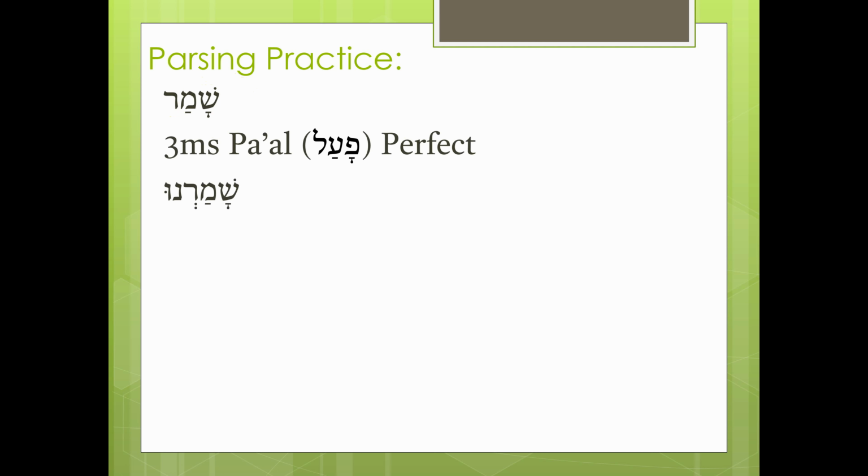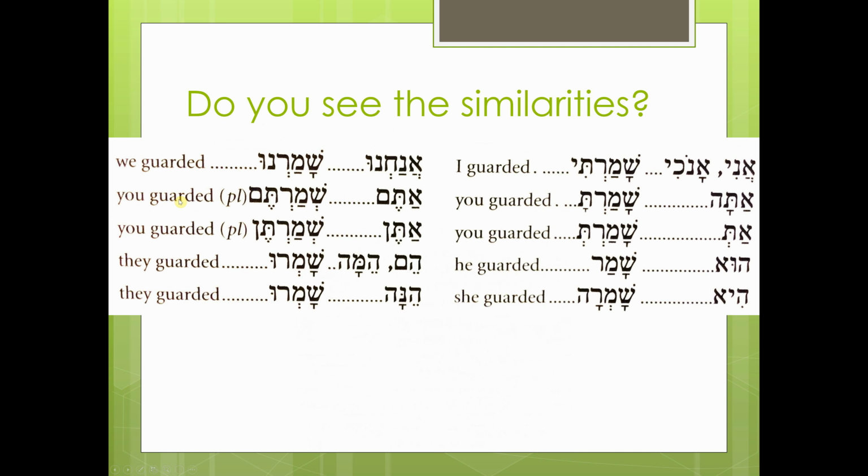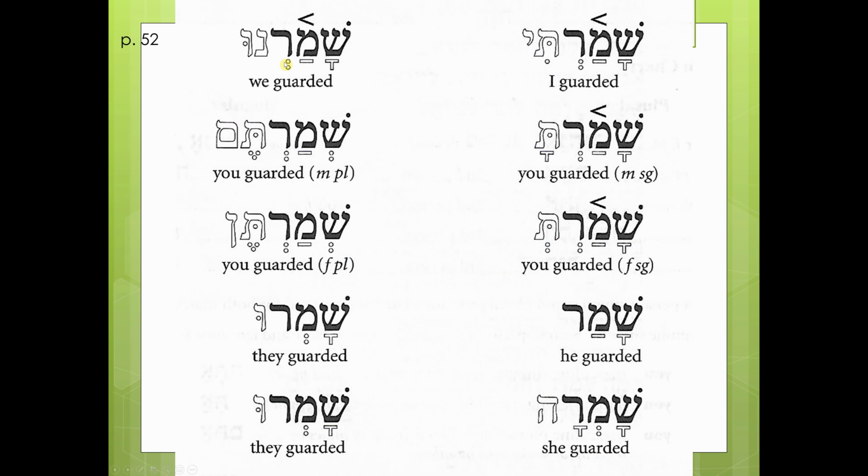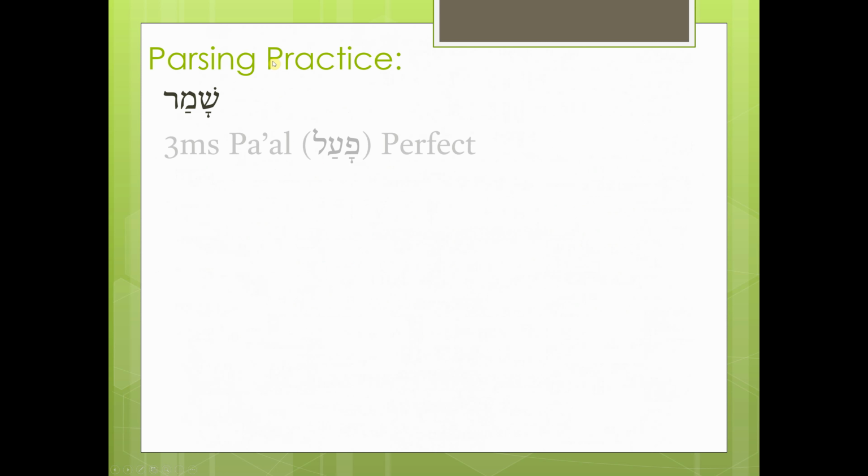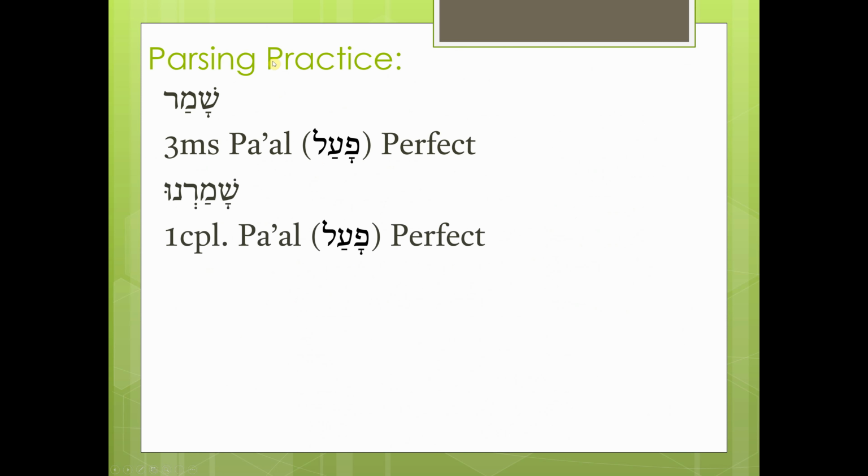All right, let's look at a different one. Again, using shamar as our paradigm verb. Shamarnu. Again, just as a reminder, the accent for the first plural comes above the mem. Shamarnu. So, I just gave it away, right? This is a first common plural because of the nu. Perfect. First common plural.